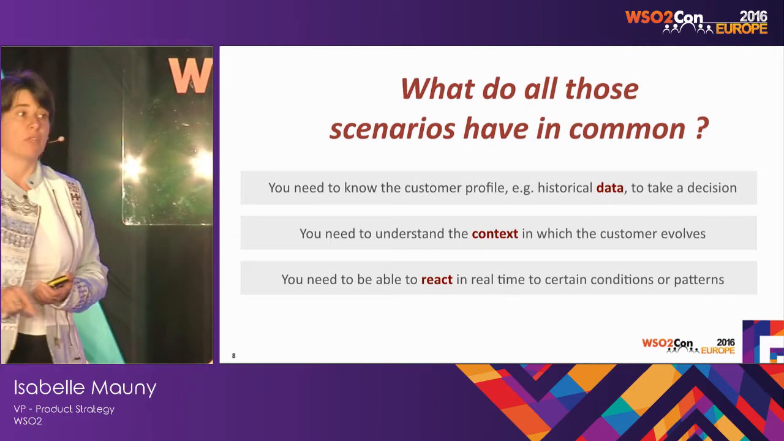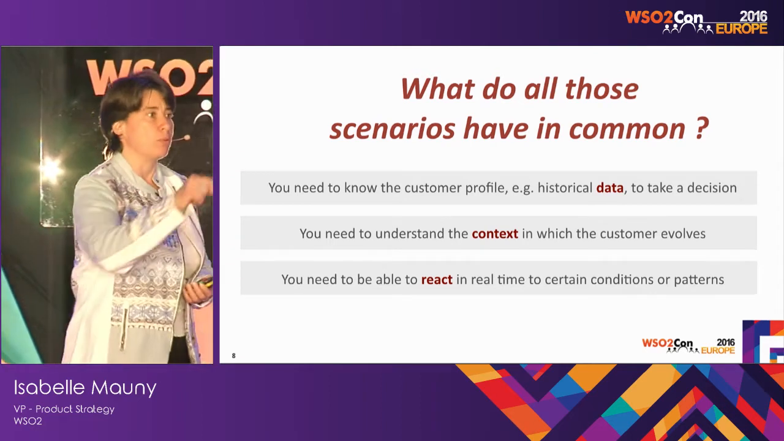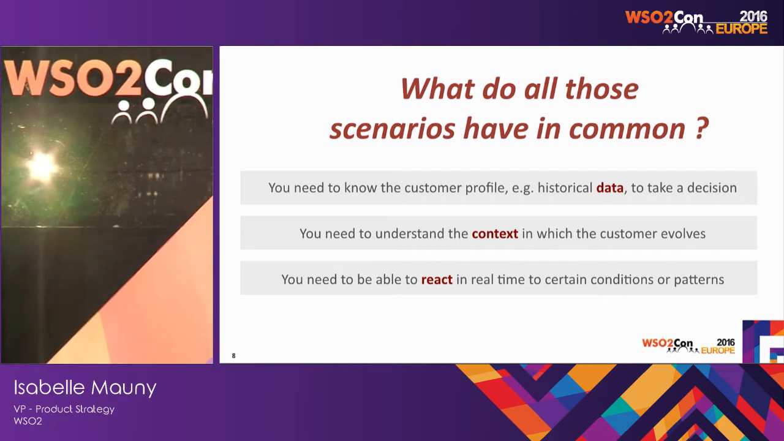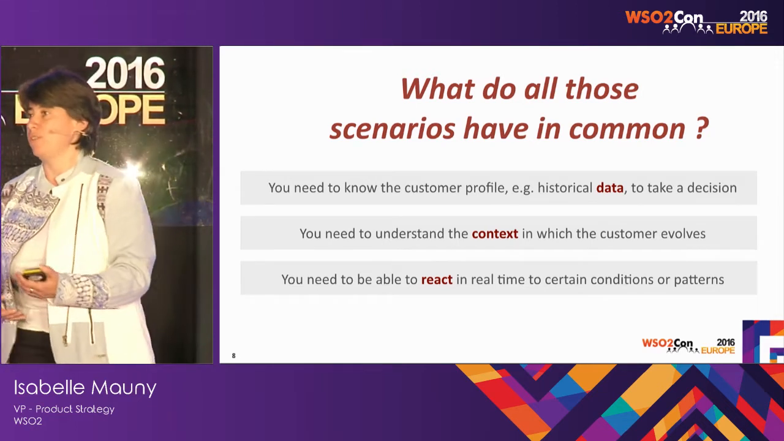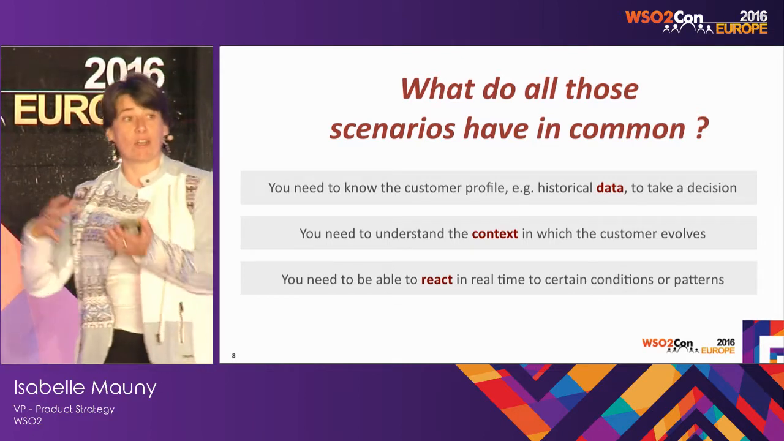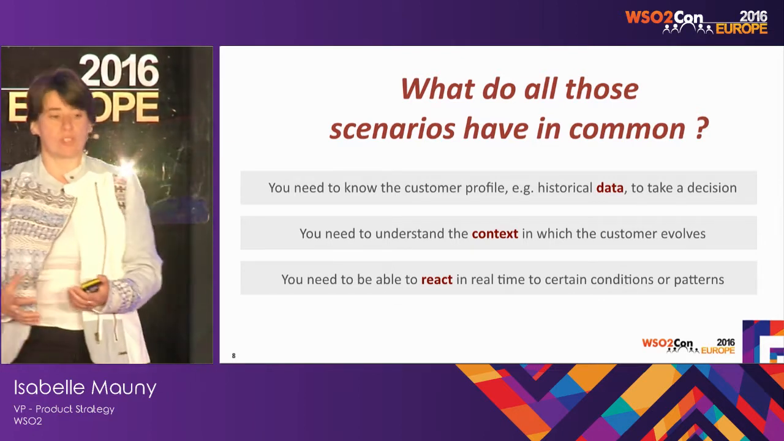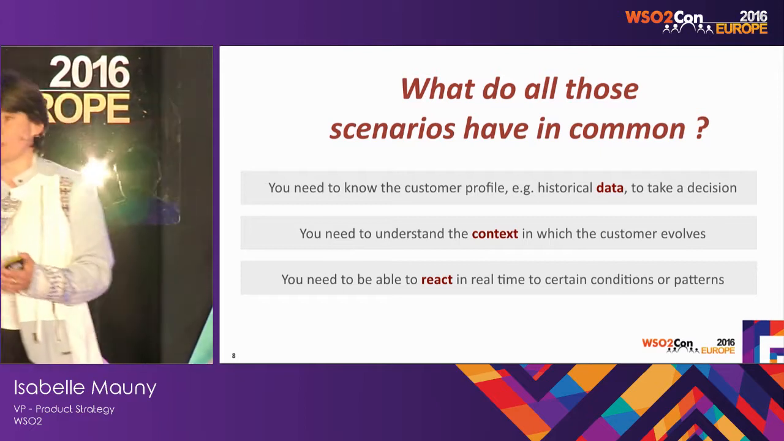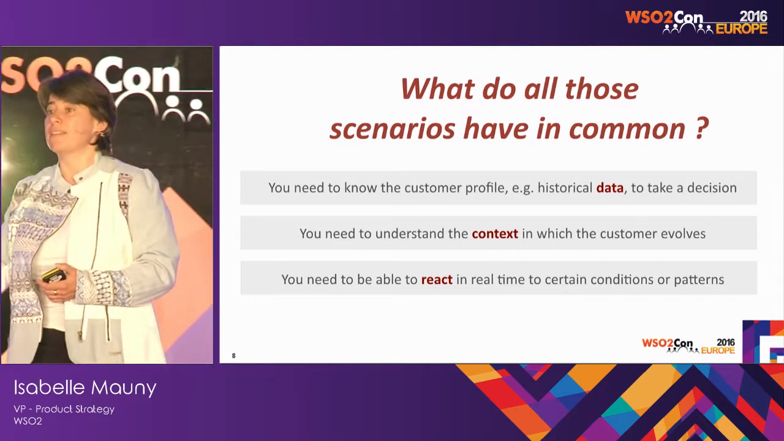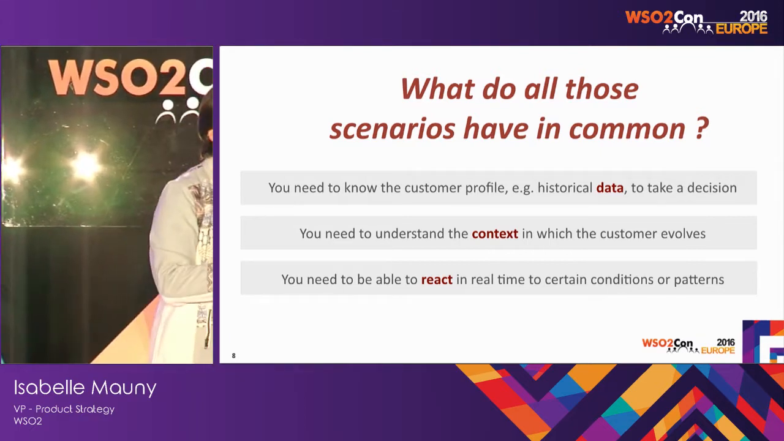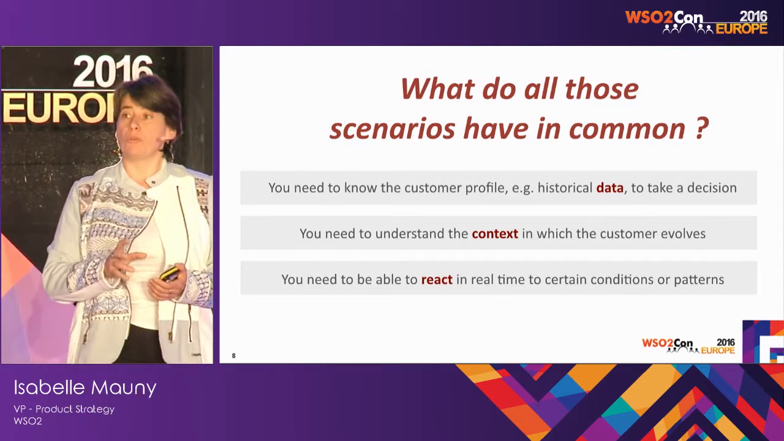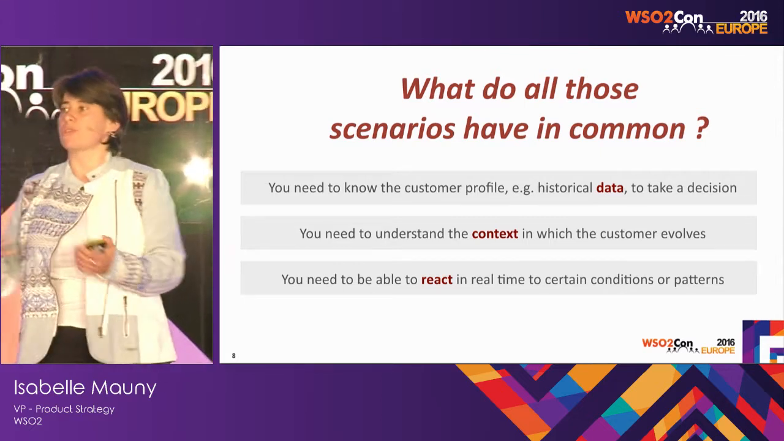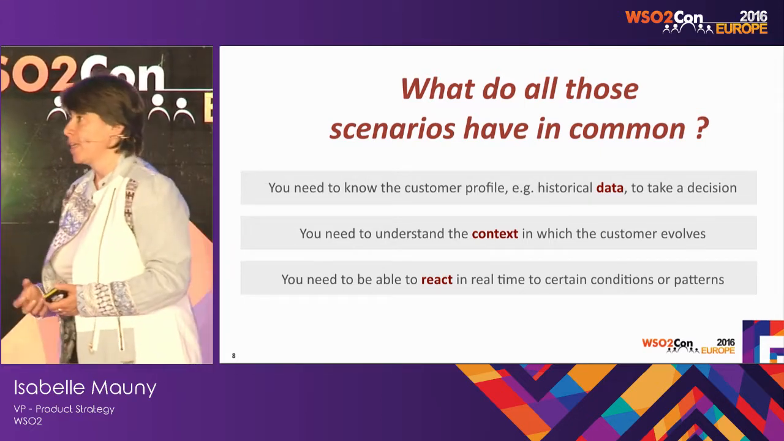Where is that person? In that airport, in that shop, on the phone. So you can mix and match that historical information and that context information and use that in real time. That's a key thing we're going to talk about, to actually take a decision, right? That's really important. And you need to be able to react to a certain set of patterns that are happening.